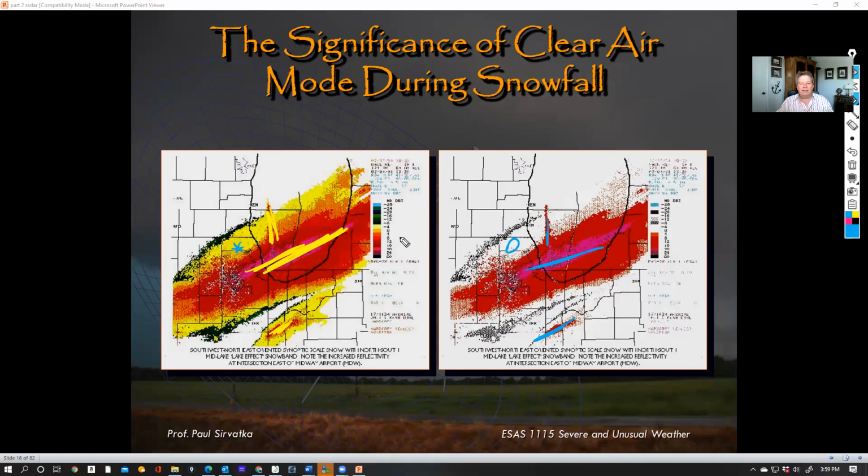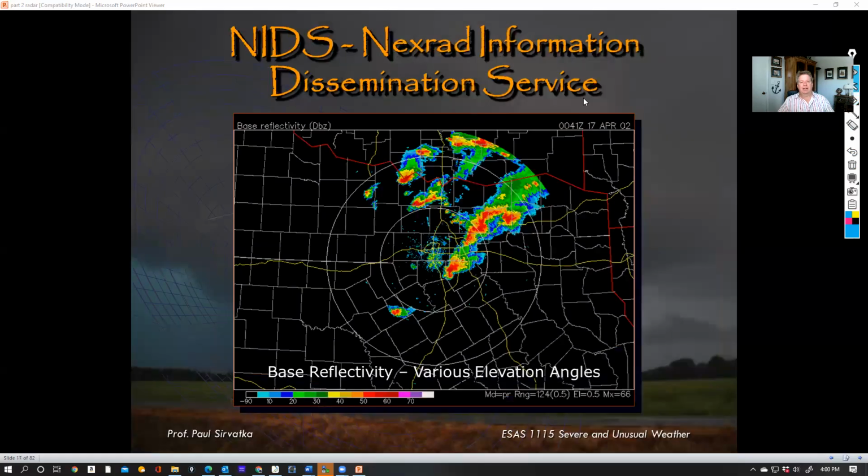And when it's snowing, even pretty heavy snow tends not to get more than 24 dBZ. Now you could get graupel or hail or raindrops melting, bright banding, and if you had rain, then you probably need to go to precipitation mode. Anyway, that's what that's about.